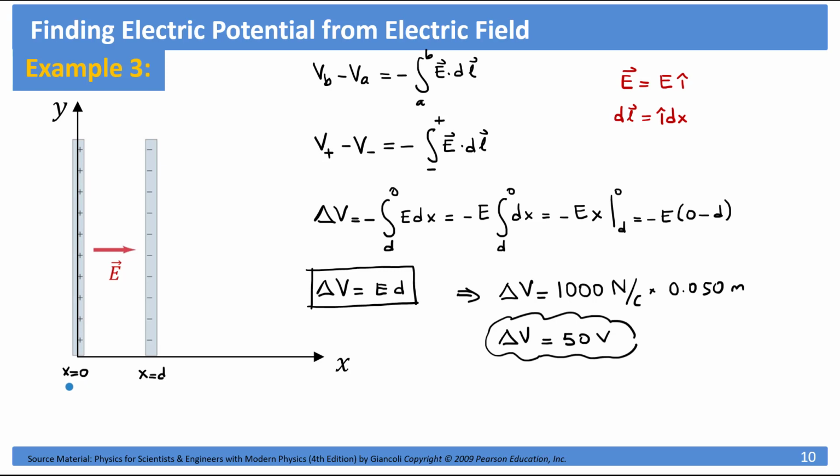What it means is, if this one is at 0 volts, then this has to be at 50 volts. Or if this is at 25 volts, then this has to be at minus 25 volts. Or 0 volts and minus 50 volts. Or 75 volts and 25 volts, for all of which delta V is 50 volts.